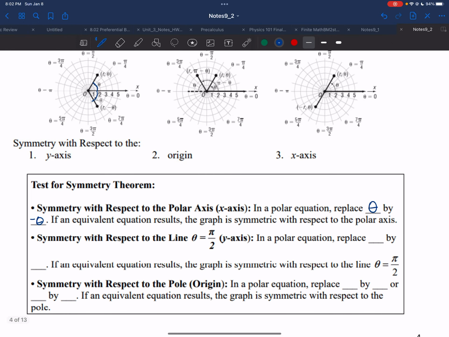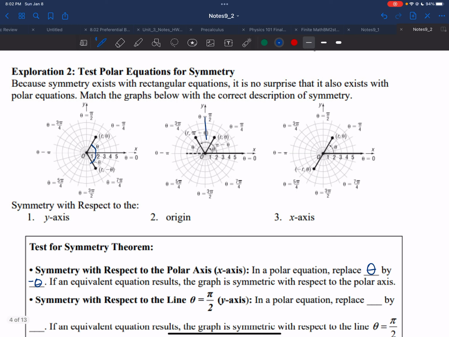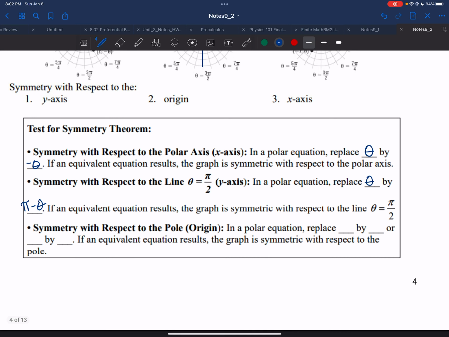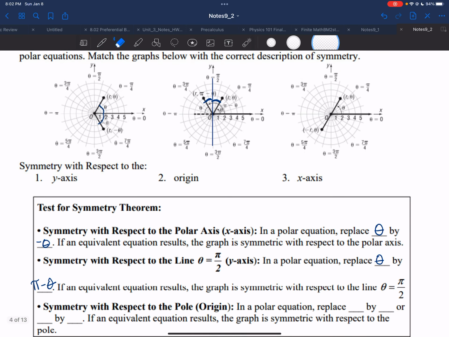Symmetry with respect to the line of pi over 2, that's the fancy way of saying symmetry with respect to your y-axis. So whatever I have going away from it on that side, I also have going away from it on that side. So here we're going to replace theta by pi minus theta. And really what that's doing is, let me get rid of these little things here. It's saying that if I have theta here and I have pi here, then pi minus theta is going to give me that same equivalent on that side.